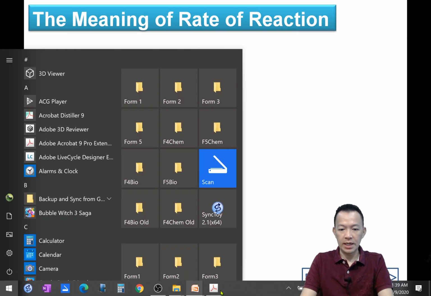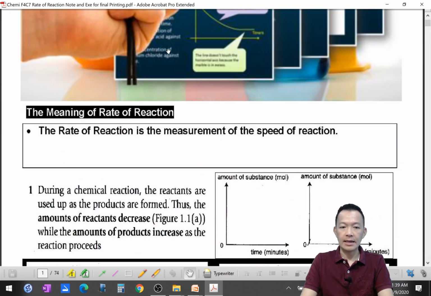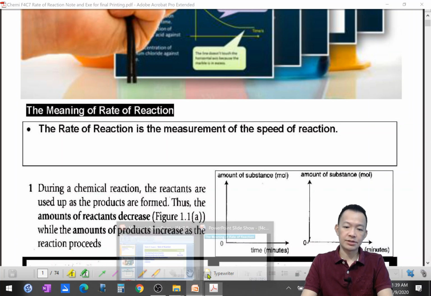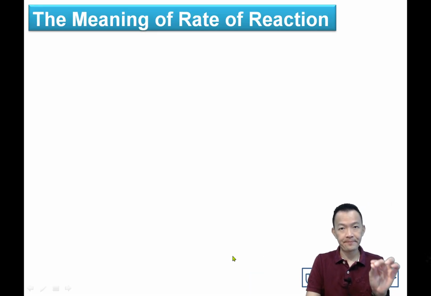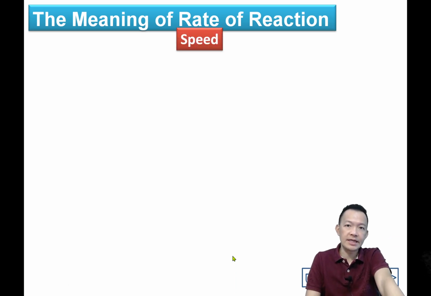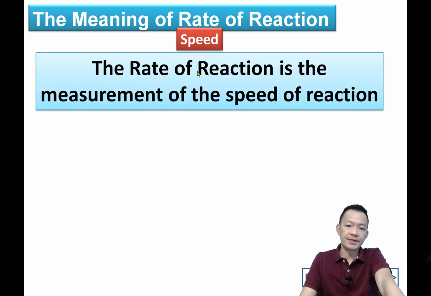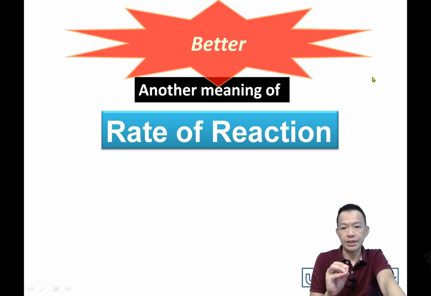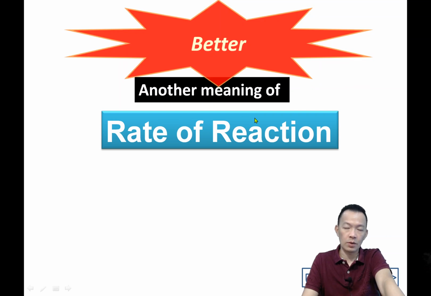In your notes, page number 1, I already give you one sentence, but this sentence actually is not good. So what is meant by the rate of reaction? Rate is speed, the speed of reactions. So the rate of reactions is a measurement of the speed of reactions. If you give this sentence as your SPM answer, you just translate the rate to speed only, and you get 0. This answer is 0 marks.